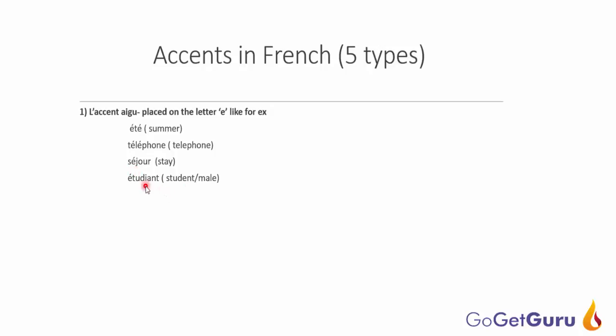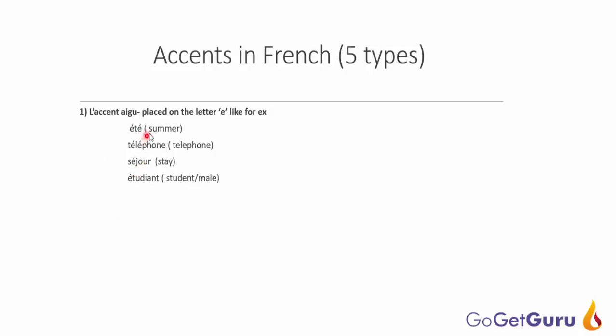For student, this is a male one. Now you know in French everything is divided into male and female. So this is student of the male article, of the main noun, basically of the main one. For the masculine one, so it's like étudiant. It means student. Étudiant.